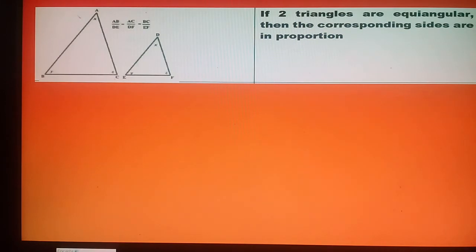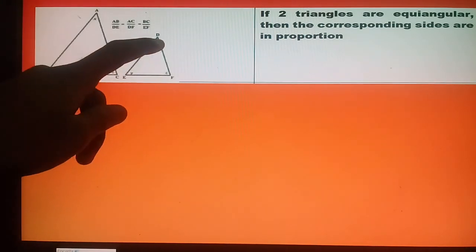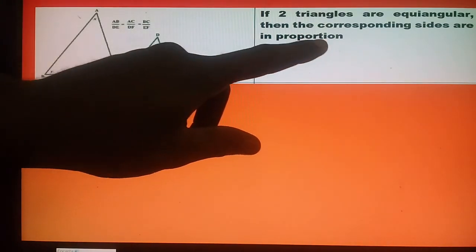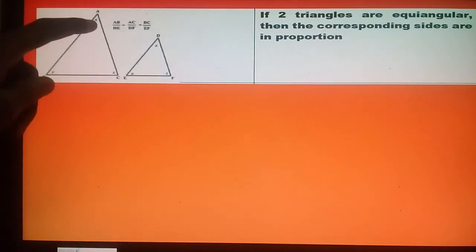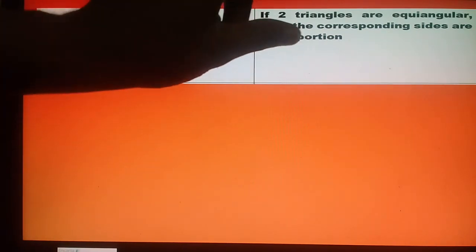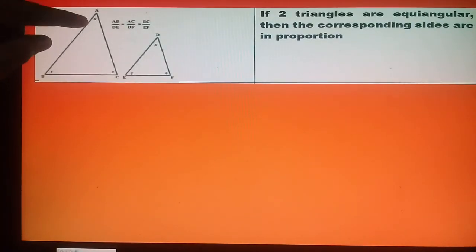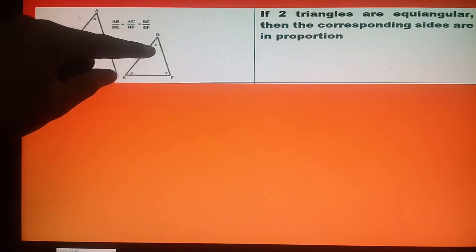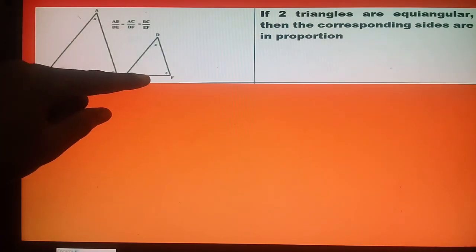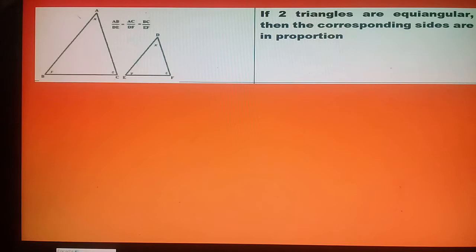Okay, let's move on in grade 12 now to proportion. They say if 2 triangles are equiangular, then corresponding sides are in proportion. We have to know that if we have 2 triangles that are equiangular, each has the same angles. We have this angle equal to this angle, and this angle equal to this angle, which means they are in proportion.